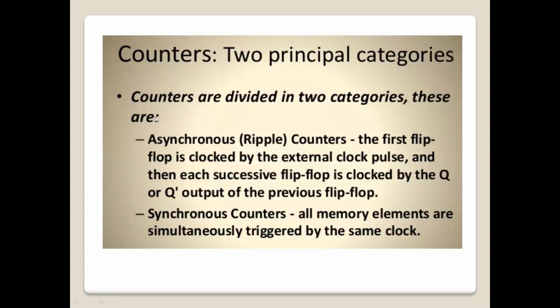A counter is divided into 2 categories. One is the asynchronous counter, otherwise called a ripple counter. The second one is the synchronous counter. In an asynchronous counter, we give the external clock pulse only to the first flip-flop. The second flip-flop is triggered from the output of the first flip-flop.